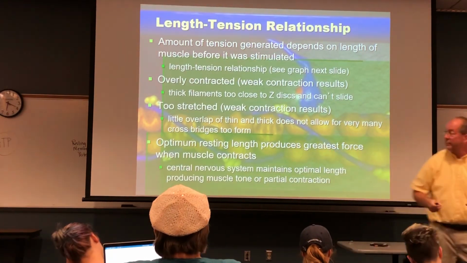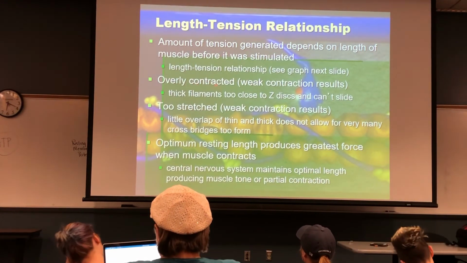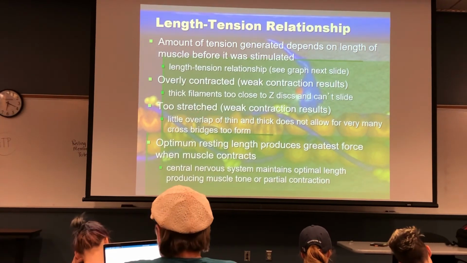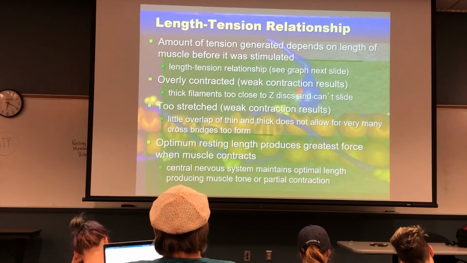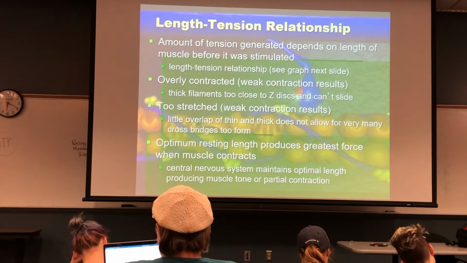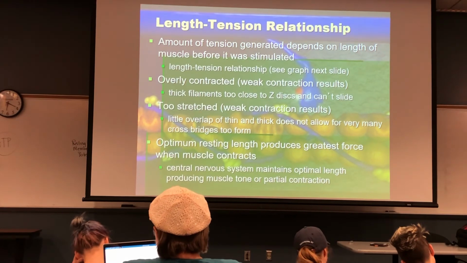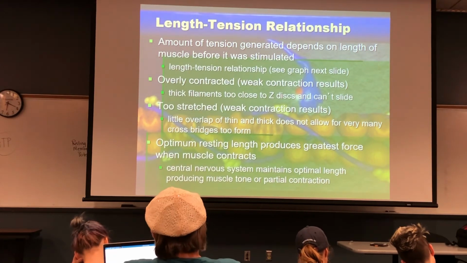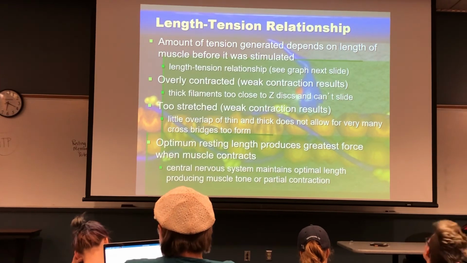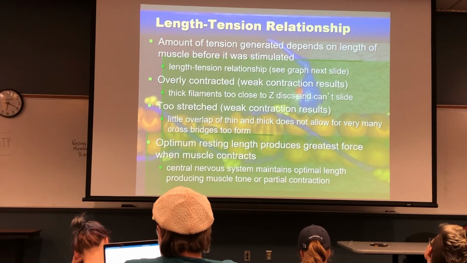Let's go back, and now let's take a look at this slide, and hopefully it makes sense. It says that overly contracted gives us a weak response. Too stretched gives us a weak response. So the optimum resting length is one that provides us with the best result because it's somewhere in between. So that in itself should convince me to practice what I preach. You know, like, I should probably stretch.